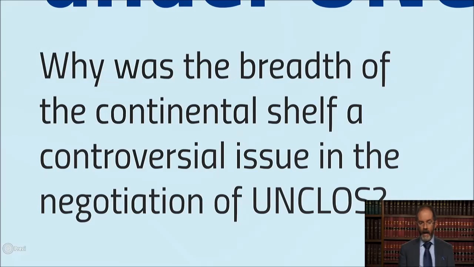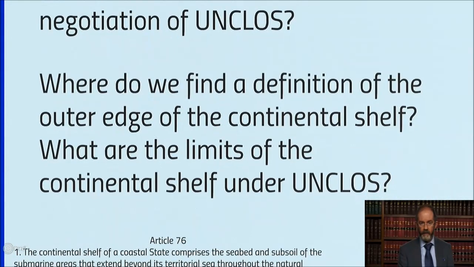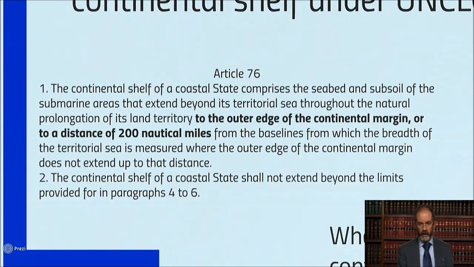So the question was, well, how do we strike a balance between preserving as much of the deep seabed as possible, on the one hand having a uniform 200 nautical mile rule, but on the other hand allowing states with broad continental margins to maintain their existing claims? So my question is, if we were looking for a customary rule, we have to ask, what is the simplest and clearest definition of the outer edge of the continental shelf? Where does it end? And then what are the limits under the convention? So here's what I would suggest is the critical paragraph.